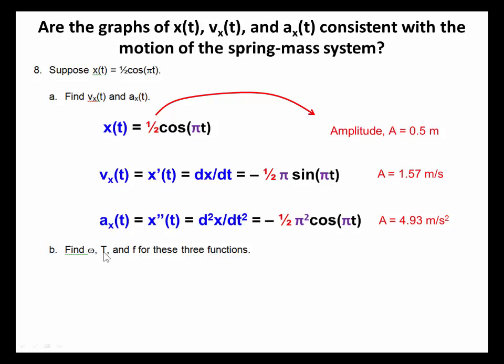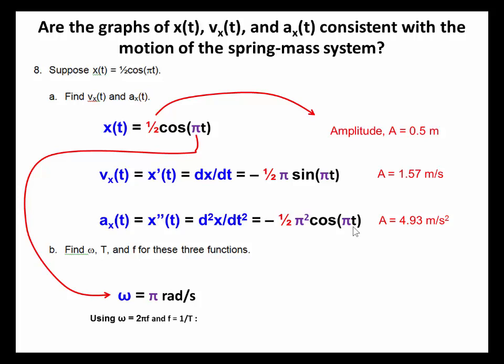Now let's find omega, our angular frequency, our period, capital T, and our frequency for these three functions. Well, they're the same for all three. There's our omega, omega, omega. And so let's just take that pi radians per second, and let's use our little relationships that you know and love. Omega equals 2 pi f, and f equals 1 over T. And plug and chug. So we're going to plug in a pi for omega, and we get pi over 2 pi, or 1/2 hertz. Remember, hertz can also be interpreted as cycles per second. So we have 1/2 cycle per second. So in other words, every second we move half a turn for this particular system. We can just take the reciprocal of that to figure out our period, and our period turns out to be a nice round 2 seconds.